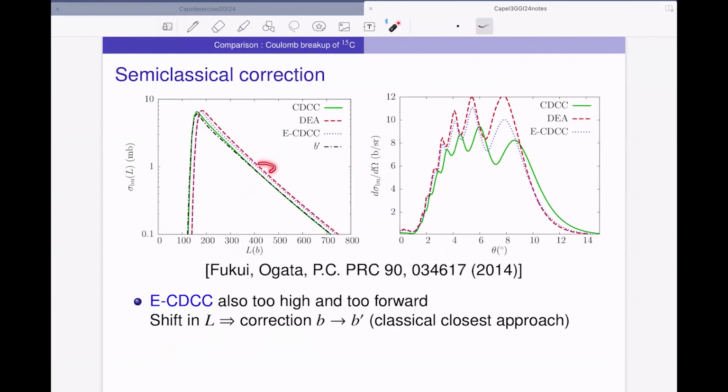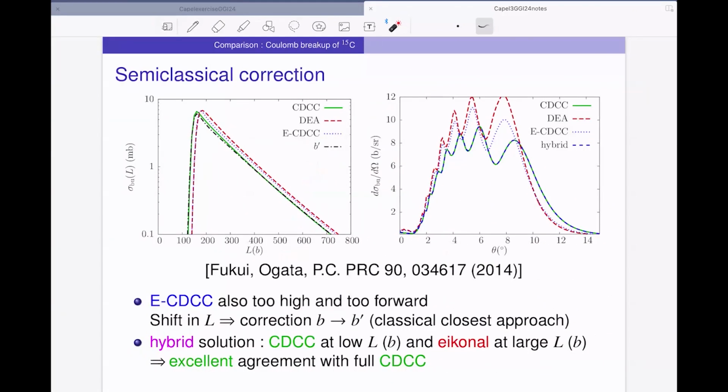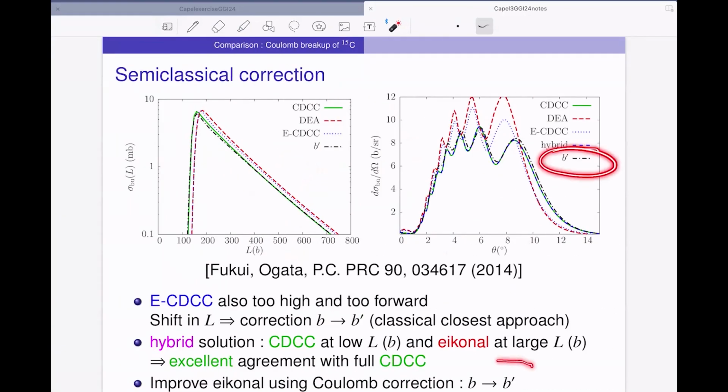We did not include properly the deflection due to the Coulomb interaction, and so what they suggested is to use a Coulomb correction where you replace the impact parameter by the distance of closest approach in a Coulomb trajectory, and there with the eikonal approximation, we get the right behavior. So that was the problem. The problem is the Coulomb approximation, and so we could solve that by a sort of a trick by changing the impact parameter.